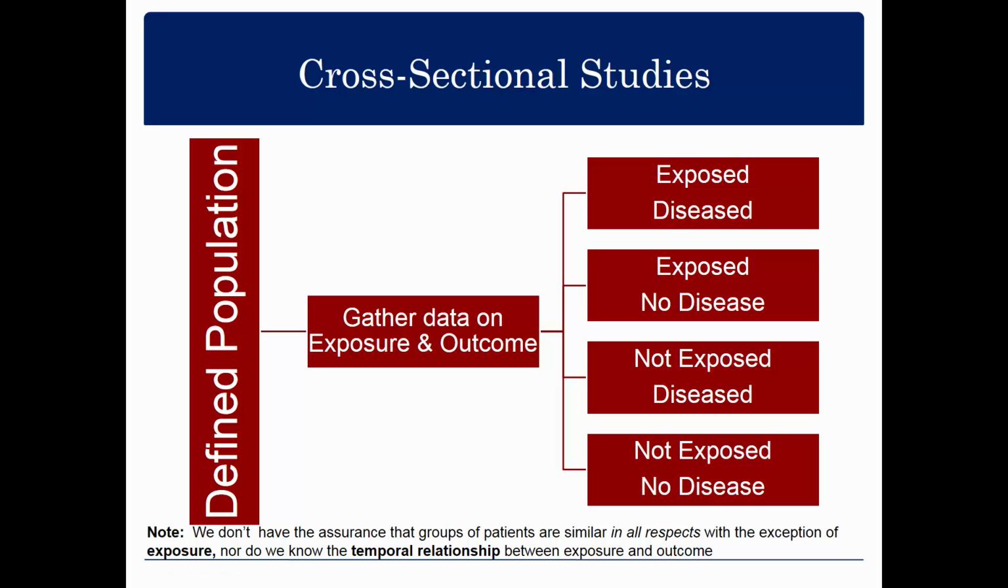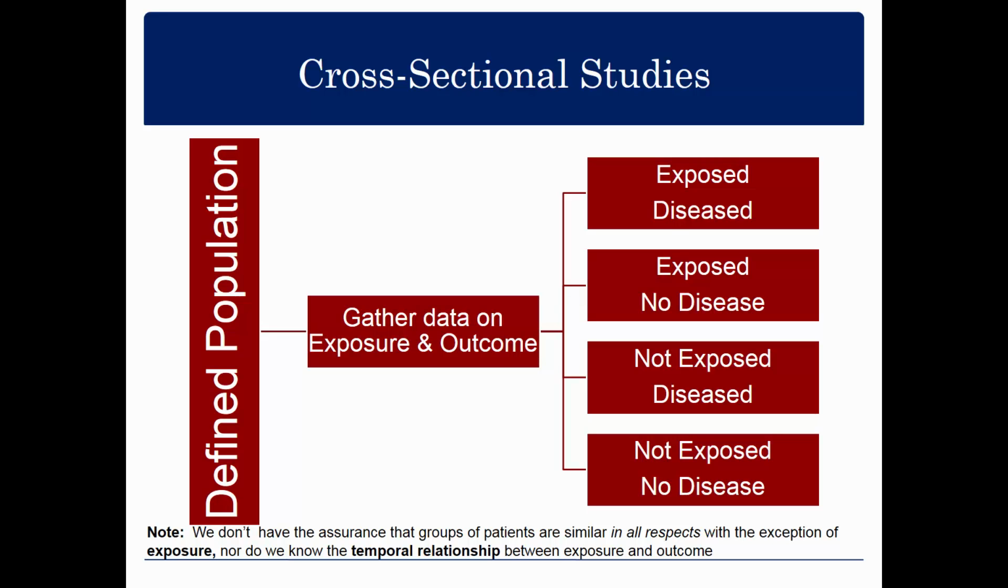There's no time axis. So we define our population. We gather existing data, whether it be from other people's studies, or registries, when people keep a registry of patients, medical records, patient charts. We gather that information and we look to identify exposure and outcome. So what kind of drugs were they taking for their cholesterol? And did they eventually have a heart attack?